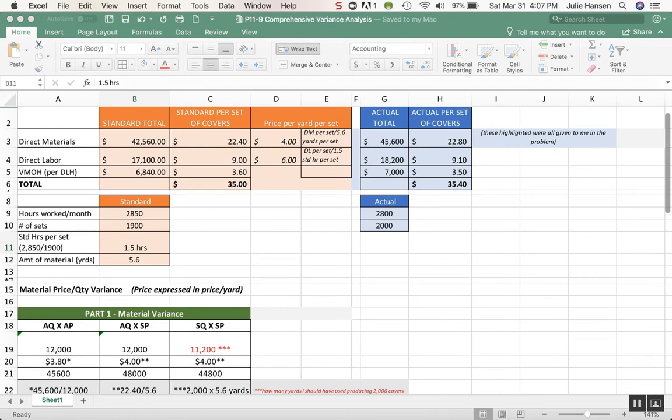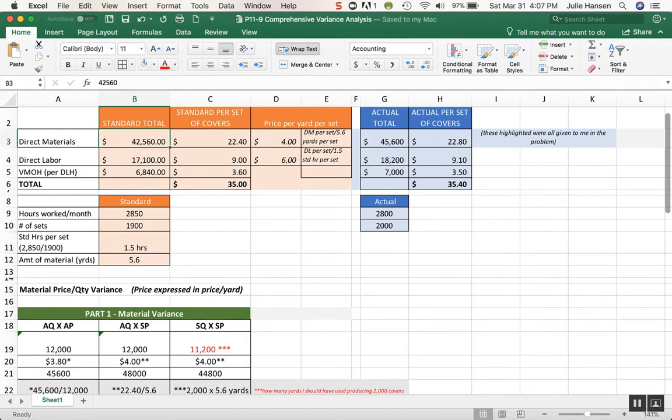Hello everyone, this is problem 11-9, which is assigned in your chapter 11 homework, and I usually get a lot of questions on this one, so I thought I would make a video this semester and just describe to you what they had in mind for this question. So you can see that I have the standard prices and units in the orange section here, and then the actuals are in blue.